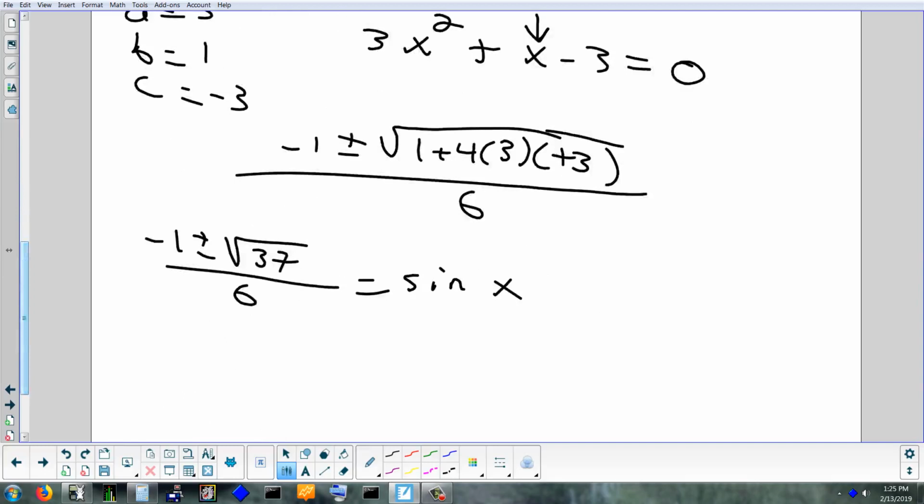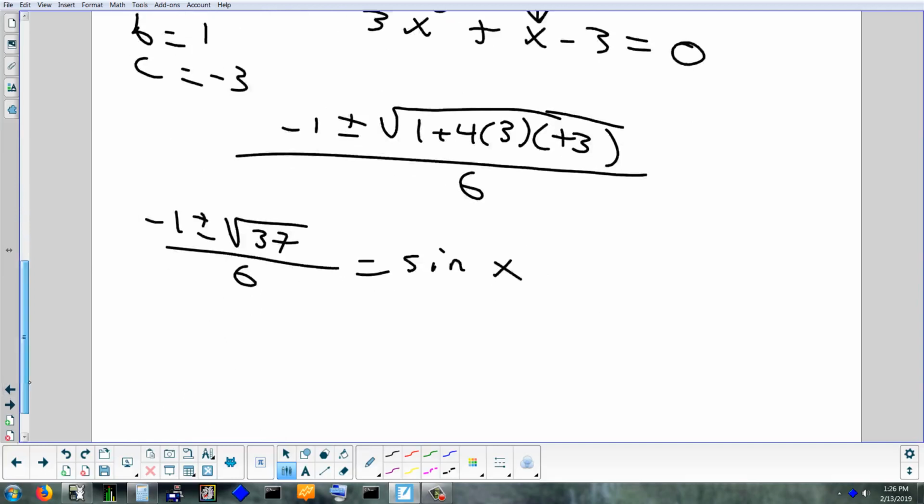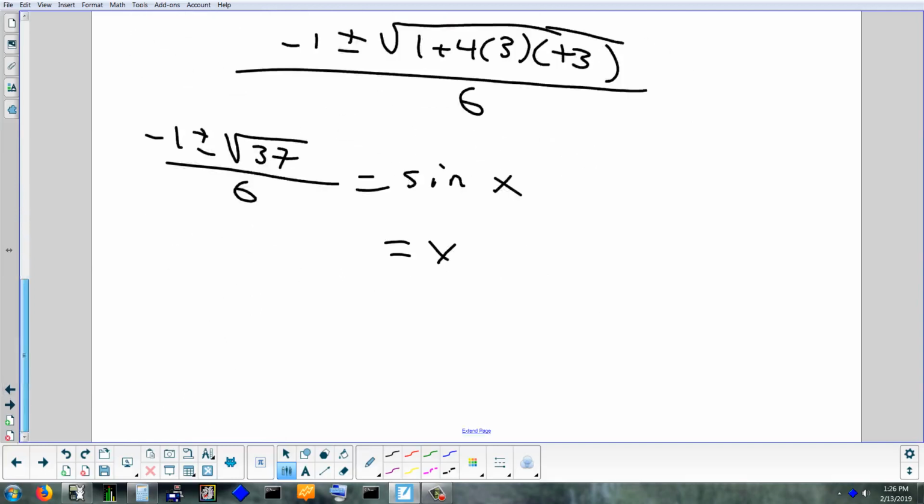So now this is the extra step. What would you do to make that x instead of sine x? Inverse sine. You take the inverse sine. So x equals, and we will do this out, inverse sine of (1 plus or minus square root 37) over 6.